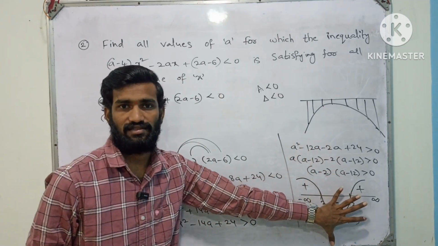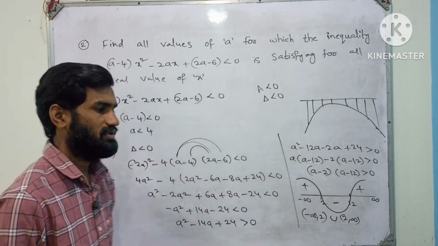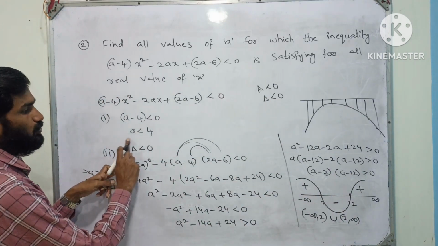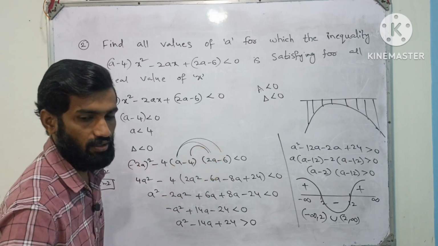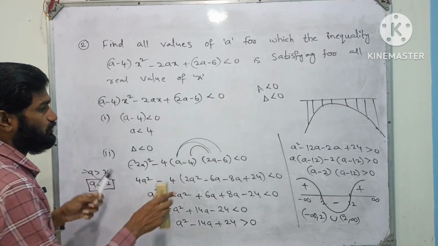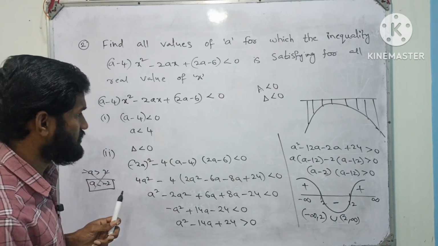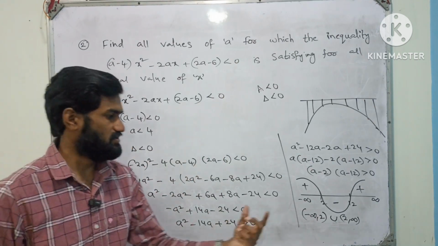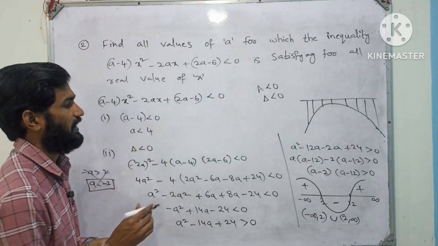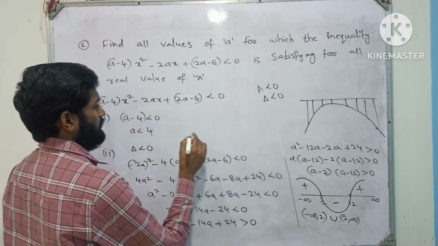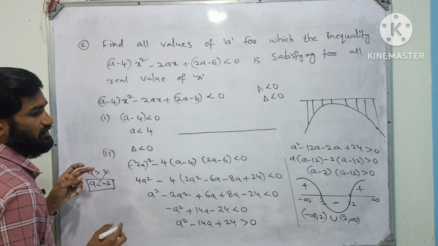But this is not our answer, because this is the case 2 answer. But we have one more, that is case 1 is also there. So we need to take the intersection of these two, because this has to satisfy and this has to satisfy. Therefore, in order to satisfy both the cases, we have to take the intersection part.